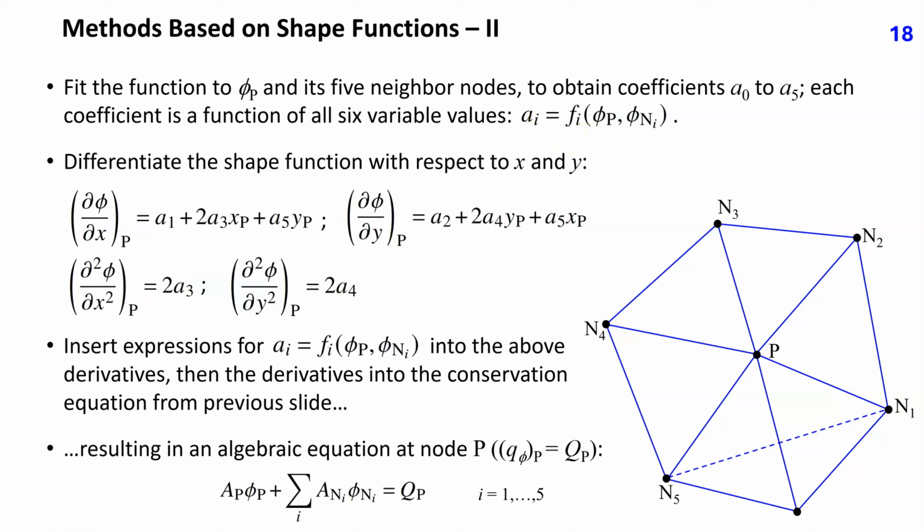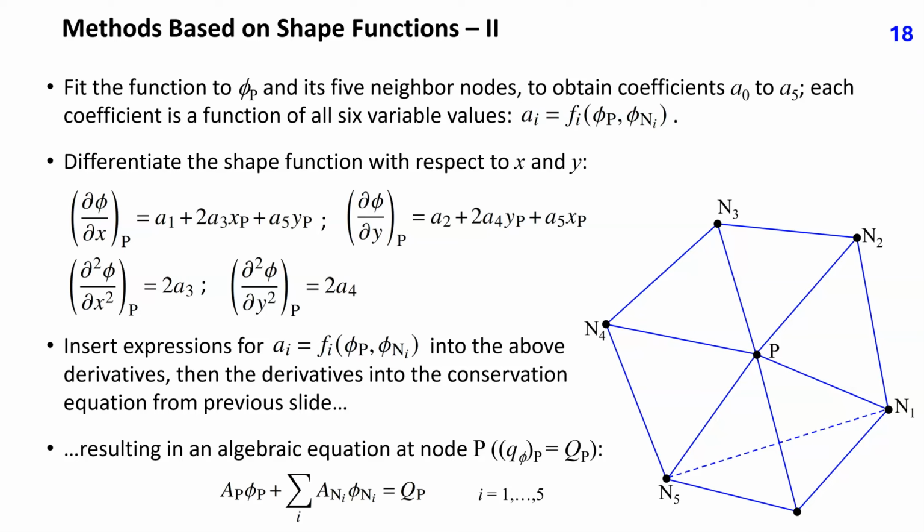We can now differentiate the shape function twice with respect to x and y to obtain approximations of the derivatives featuring in the conservation equation written in Cartesian coordinates, as shown in the preceding slide. The approximations of the derivatives are functions of coefficients a0 to a5 and coordinates at node P. We now insert the coefficients ai in terms of variable values at node P and its 5 neighbors into the above derivatives, then the derivatives into the conservation equation from the previous slide.